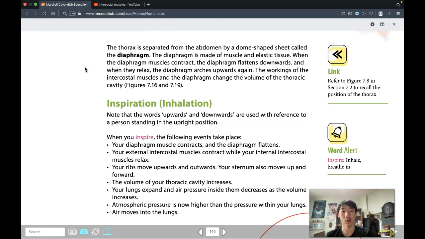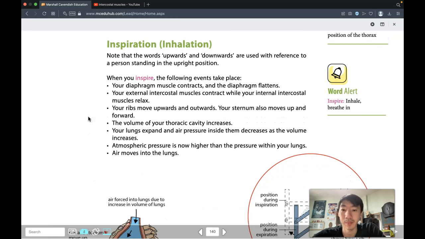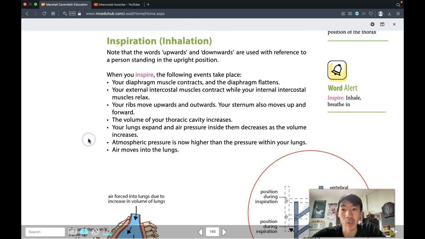Okay, so these muscles, the intercostal muscles and the diaphragm, they change the volume of the thoracic cavity. And so in this case, volume is very important. Volume is what allows us to breathe and exhale. Okay, let's talk about inspiration or inhalation first. Yeah, just take note of this.